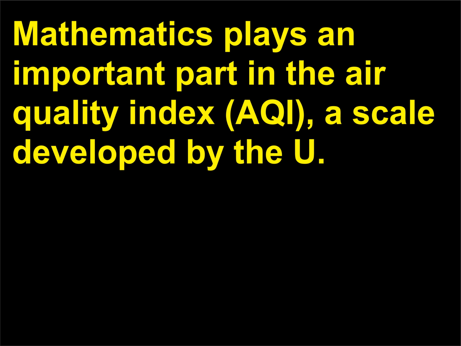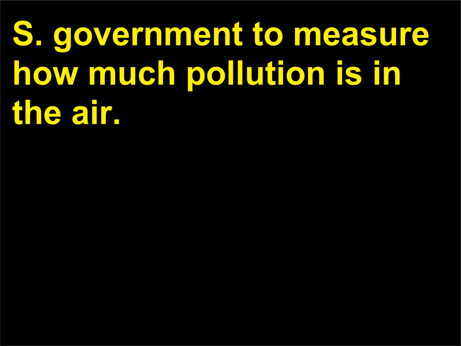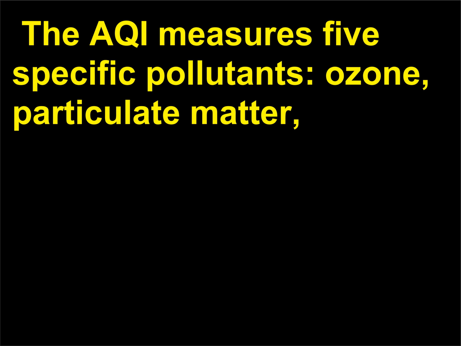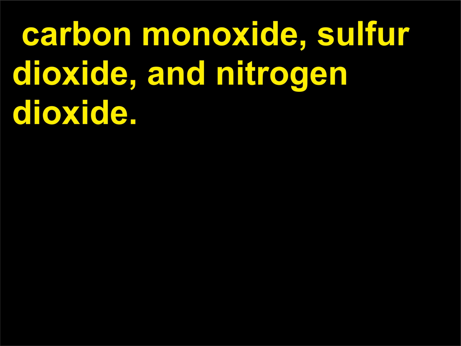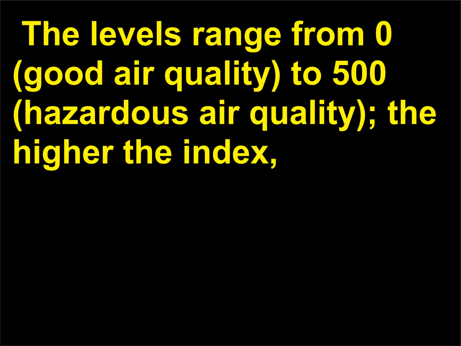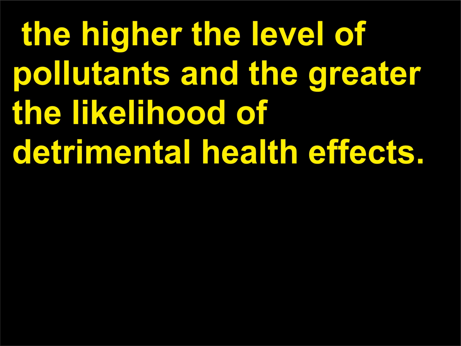Mathematics plays an important part in the Air Quality Index, AQI, a scale developed by the U.S. government to measure how much pollution is in the air. The AQI measures five specific pollutants: ozone, particulate matter, carbon monoxide, sulfur dioxide, and nitrogen dioxide. The levels range from 0, good air quality, to 500, hazardous air quality. The higher the index, the higher the level of pollutants and the greater the likelihood of detrimental health effects.